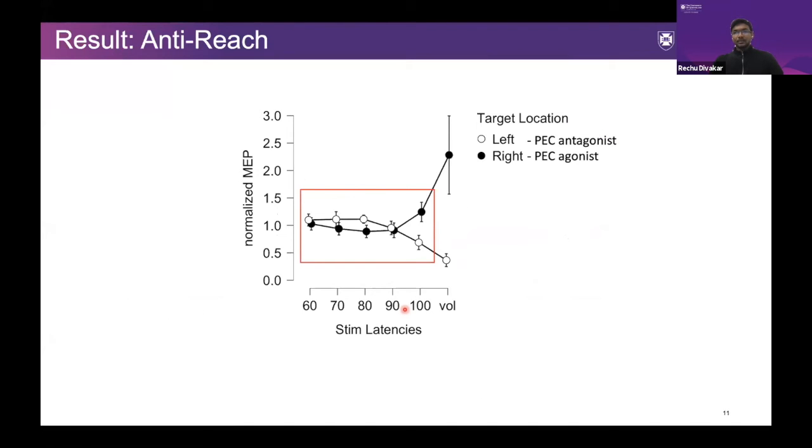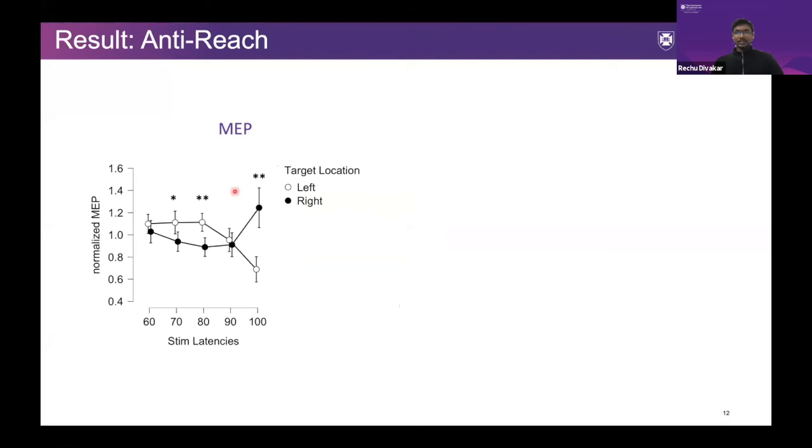Now things get interesting for the anti-reach. So at 70 and 80 milliseconds, we see that the MEP is biased towards the stimulus direction and not to the direction of the reach goal. However, by 90 milliseconds, this pattern tends to flip, and by 100 milliseconds, which is just prior to the voluntary reaction, the MEP reflects a goal-directed response. And if you zoom in, this pattern is much clearer.